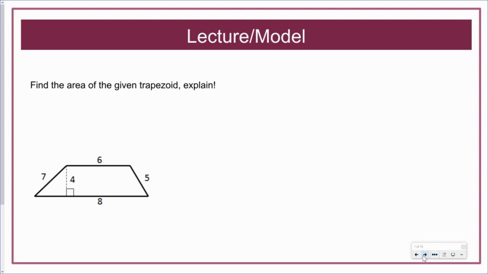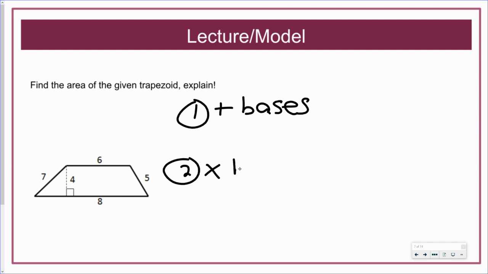All right, now we have a trapezoid. For a trapezoid, we do not have an exact formula. We are going to use our 3 steps. It is the easiest to do. It is the sum of the bases, or add the bases, times the height, and say it with me, divided by 2.